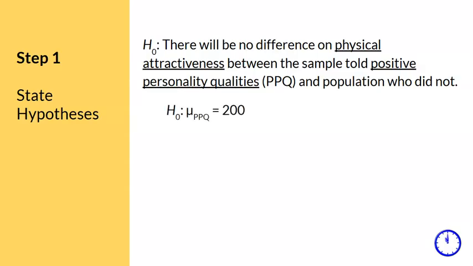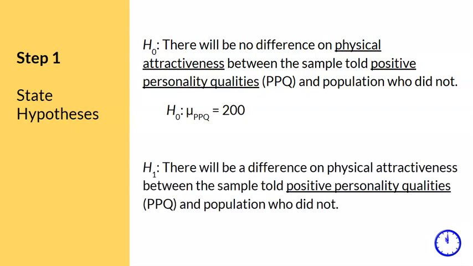In notation, the null hypothesis would be mu PPQ equals 200. In other words, if we could tell the entire population about the positive personality qualities and nothing happened, then the treated population should equal the population mean. In the lecture example, the population mean is mu equals 200. So we will place the numerical value of the population mean in the notation.